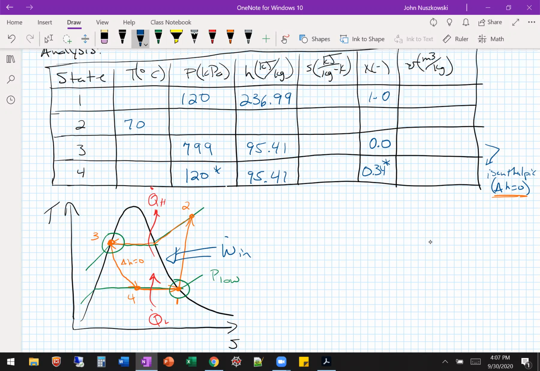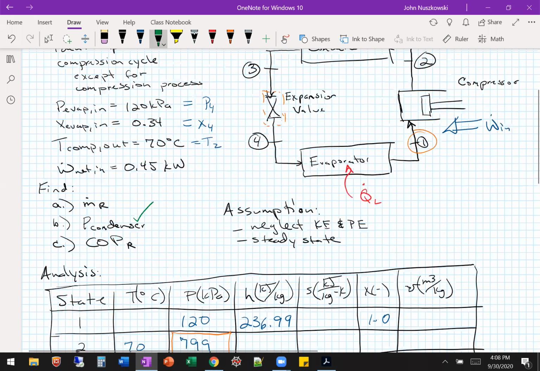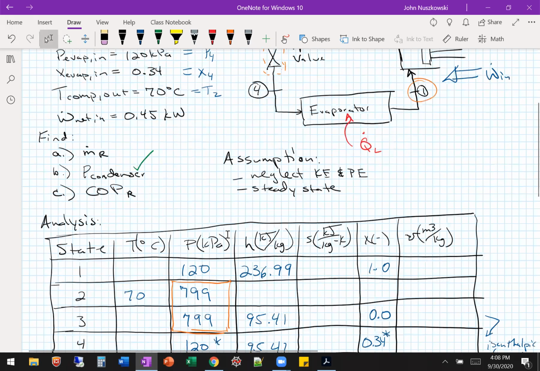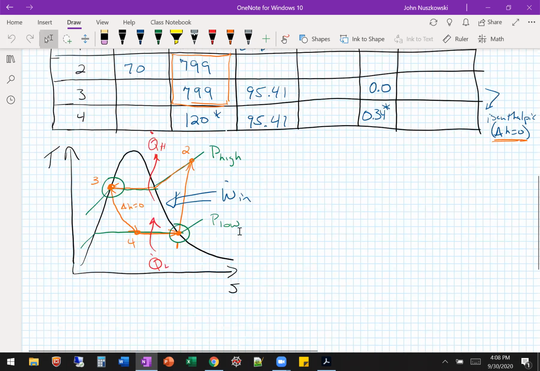And what does that tell us then for 2? It's the same. Yeah, so the pressure is the same, right? That's our high pressure here. So 799 or 800 would have been fine to put. So we have our condenser pressure for 2 and 3.